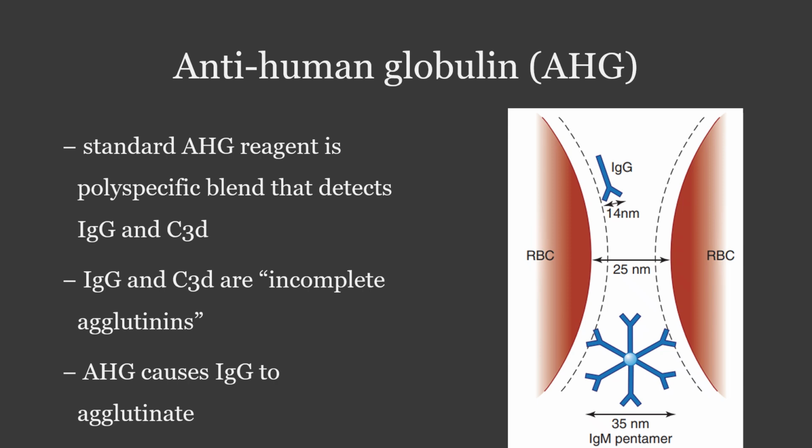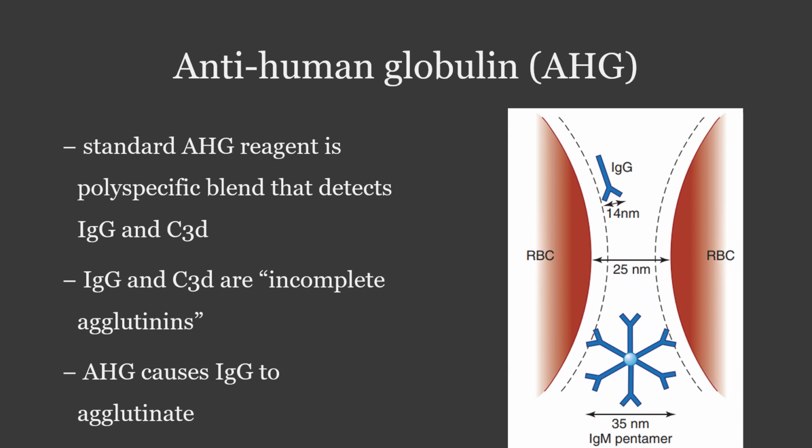A polyspecific AHG will detect C3d and the Fc portion of IgG. The reason this reagent is necessary is because IgG and complement cannot agglutinate red cells on their own the way IgM antibodies do. You can see why that is in the image up here that I borrowed from Pearson.